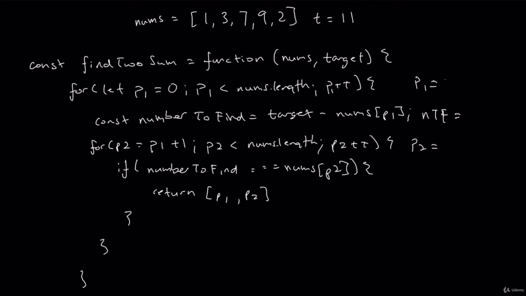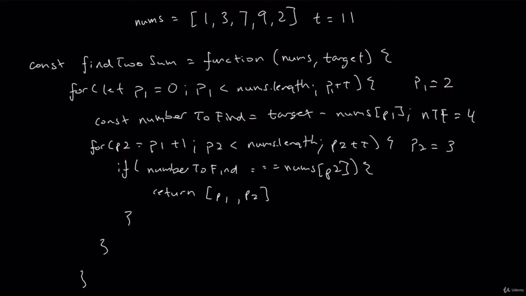P1 is now going to be equal to 2, and we repeat this process. So now number to find is equal to target, which is 11, minus nums at 2. nums at 2 is 7. 11 minus 7 is equal to 4. So then we're going to step into our second for loop, and P2 is going to initialize at P1, which is 2 plus 1, which is 3.